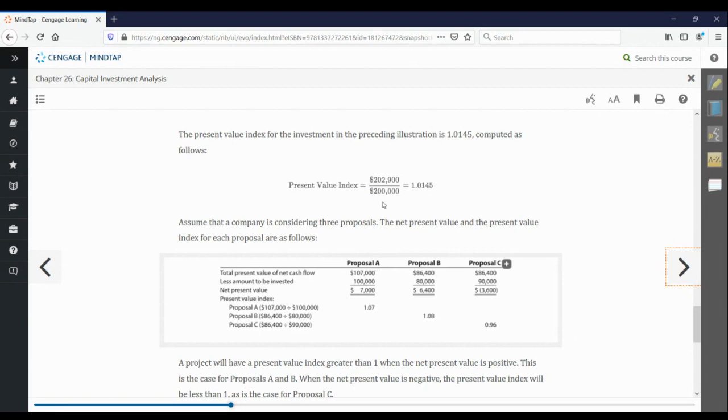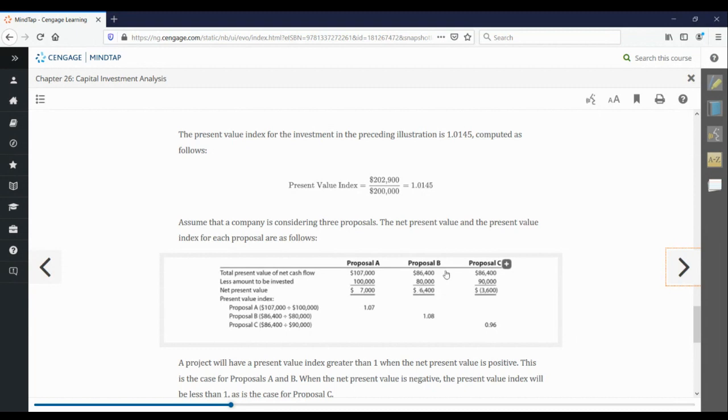107,000 and dividing it by 100,000. It will give us 1.07. Again, the present value index for proposal A is above 100%, and so this would probably be a good investment. That's what the evaluations are showing us for proposal A.